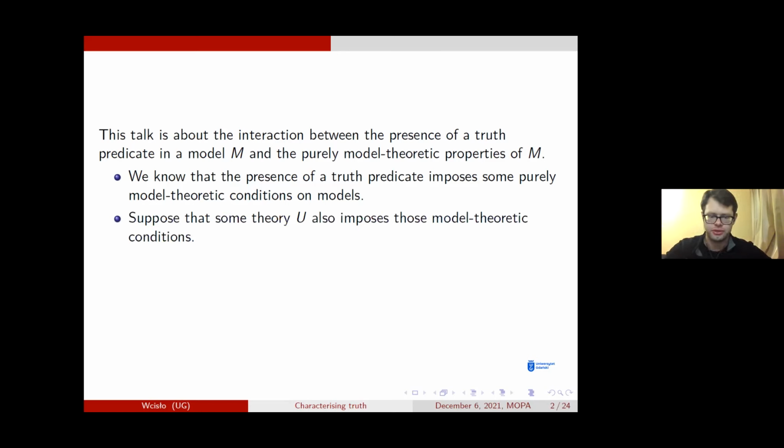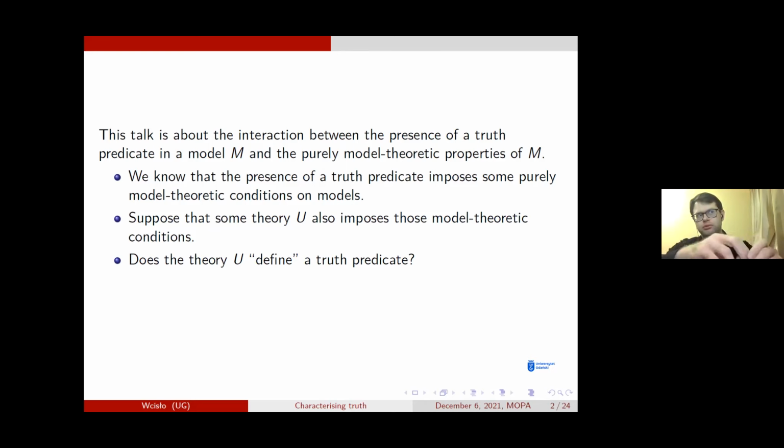So now the general broad question is this. Suppose we have a theory U that also imposes those same model theoretic conditions. We'll see examples; you saw some examples in Mateusz's talk. Does this mean that the theory U defines a truth predicate? Define here can mean various things. Truth predicate can mean various things depending on what exact axioms you demand. But the general goal is to try to revert. We know that sometimes truth properties impose model theoretic conditions. So it's a kind of reverse to this question. Assume you can impose those model theoretic conditions. Can you extract some truth predicate from a theory, assuming that it does?